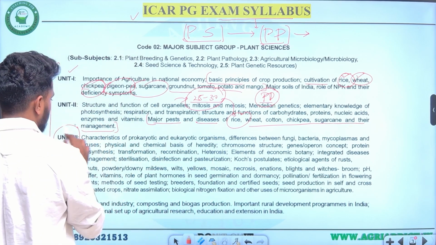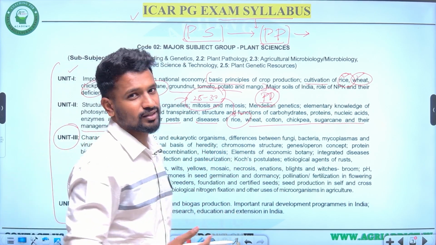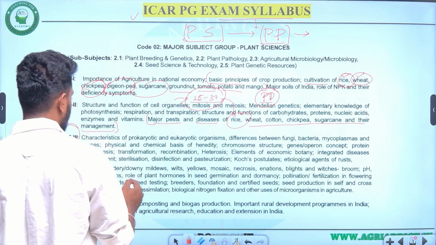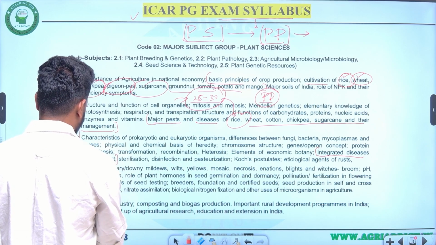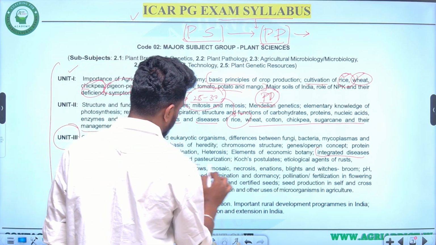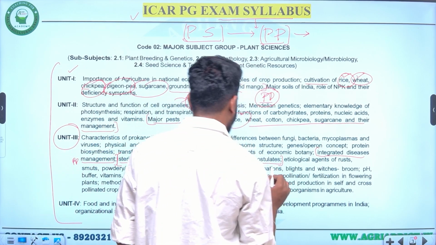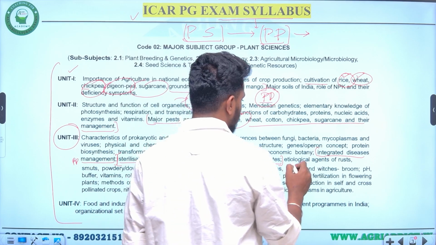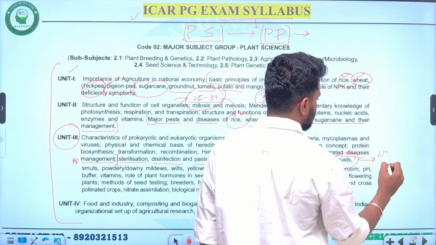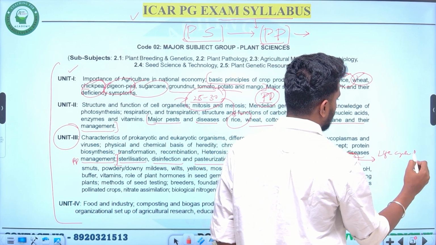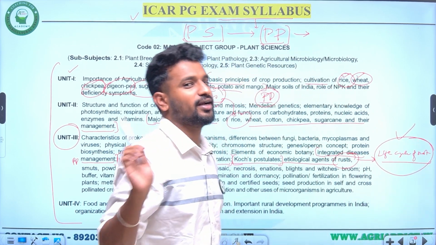So what is mentioned in unit 3? In unit 3, you can start with some topics that overlap with microbiology and plant pathology. For example, you can start with integrated disease management, which is entirely plant pathology. Next, sterilization, disinfection, and pasteurization are mostly agriculture microbiology. And Koch's postulates you will also read in plant pathology, then the etiological agents of rust. The life cycle of rust becomes very important. No matter whether you have gone through the others or not, rust is the most important one. It's mandatory, you can't skip it.